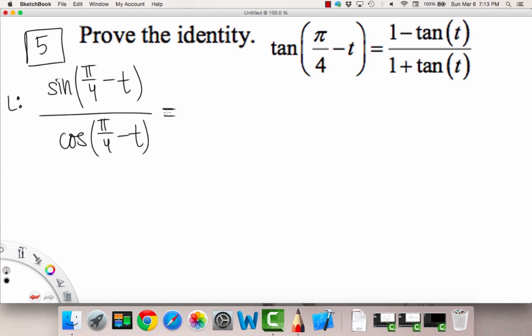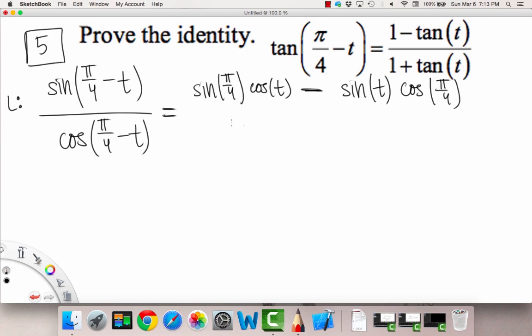So we can use the subtraction identities for both sine and cosine to break these up into smaller terms. So for the top, we're going to have sine of the first angle times cosine of the second angle. We're going to keep the minus sign in the middle, and then we're just going to swap the angles for the second term here, and then cosine of pi over 4. So that's what the top is.